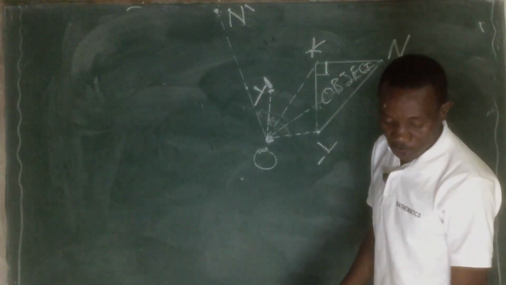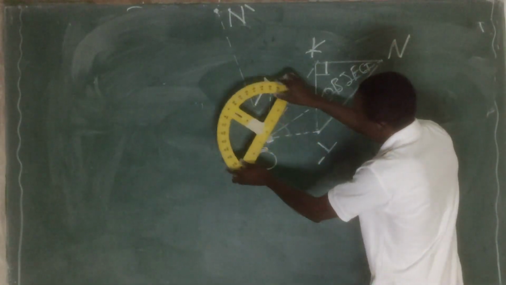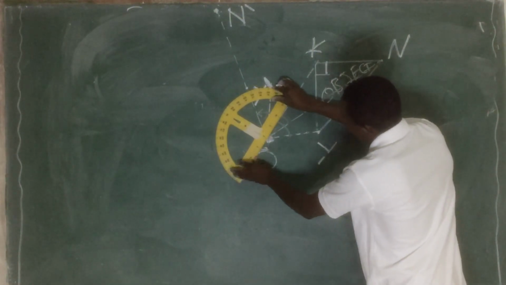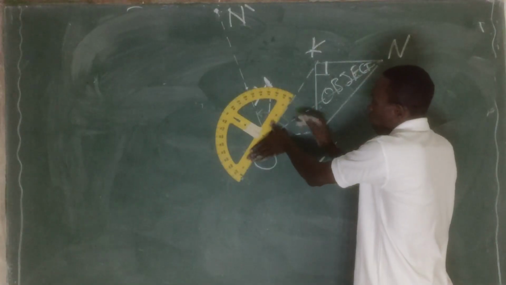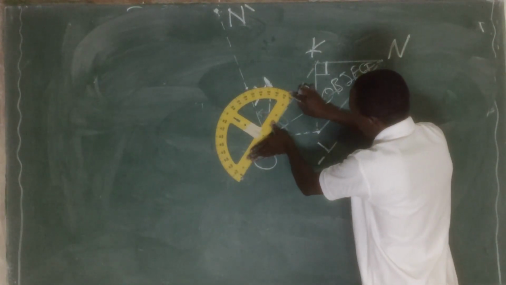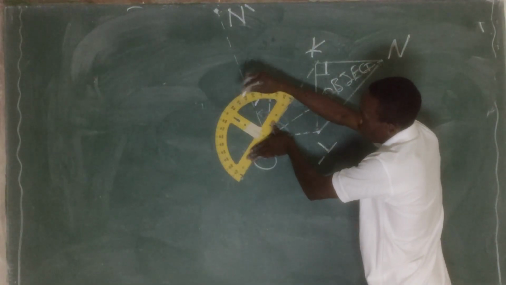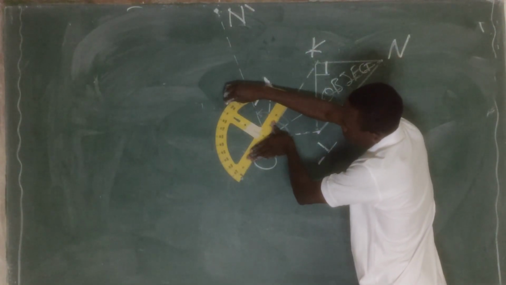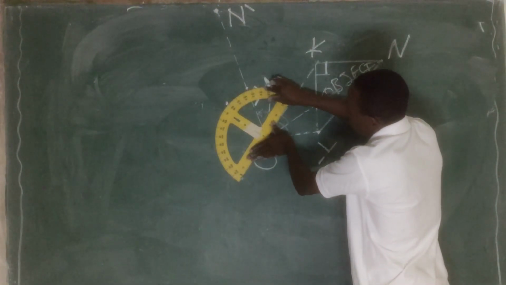So what am I going to do? I'll rotate that one by fixing my protractor at that center, and then measure the angle of 80 degrees. In this case it would be 10, 20, 30, 40, 50, 60, 70, 80. So the position is somewhere here, like that. So what am I going to have then?